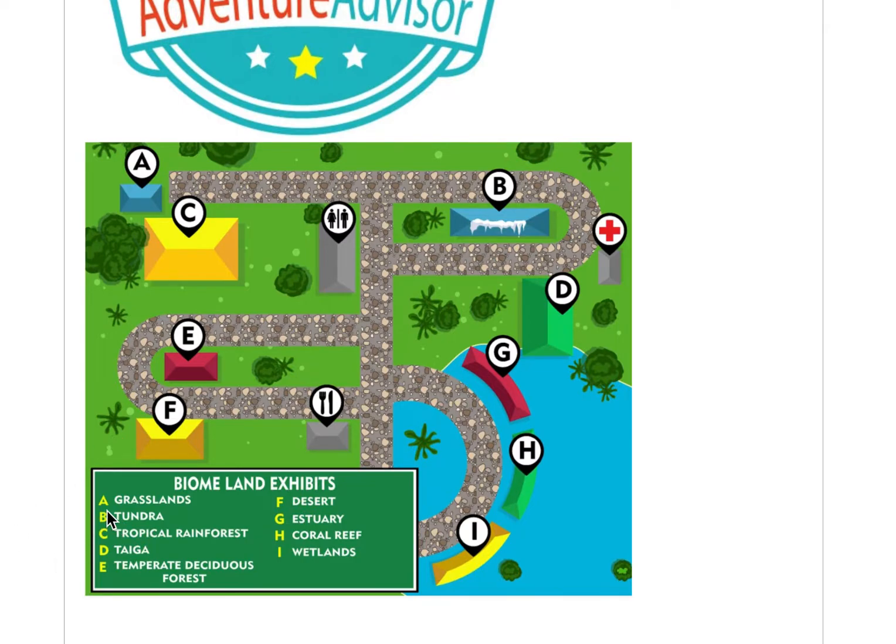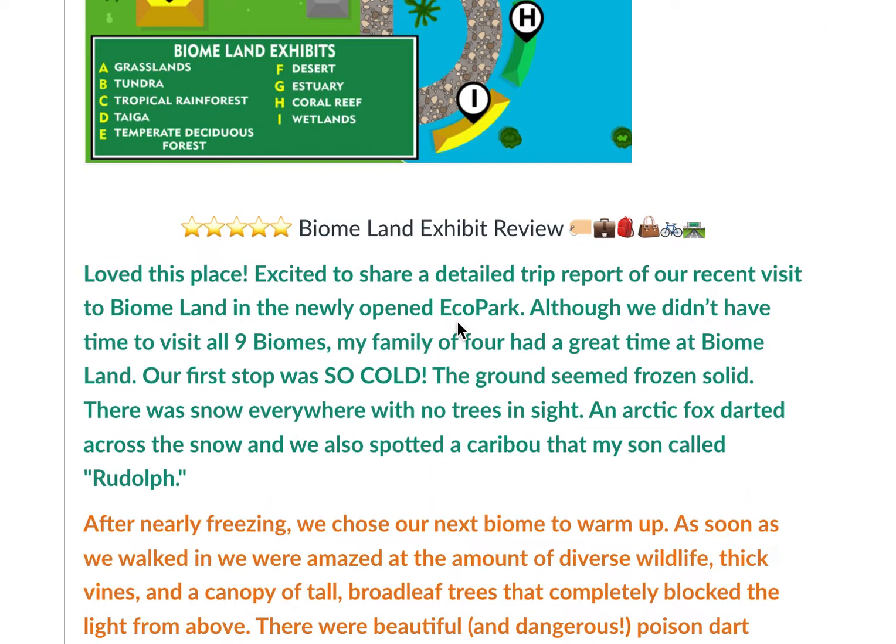You can see that A was a grassland area, up here, and B was a tundra, and C was a tropical rainforest, D was a taiga, E was a temperate deciduous forest, F was a desert, G was an estuary, H was the coral reef, and I would be the wetlands. So different places in this eco park that they went and visited, and here is their TripAdvisor review.